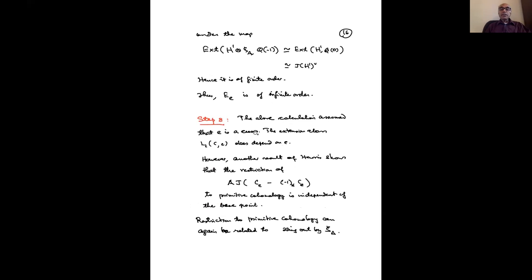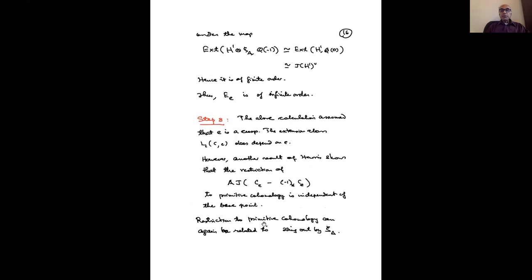Now the above calculation assumed that E is a cusp. The extension class, this thing here, depends on E. So we just need to do a little bit of calculation to free this from this restriction. And here we use a result of Bruno Harris, who shows that the restriction of the Abel-Jacobi map to primitive cohomology is in fact independent of the base point.